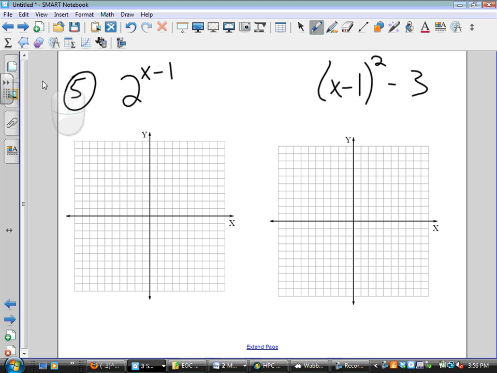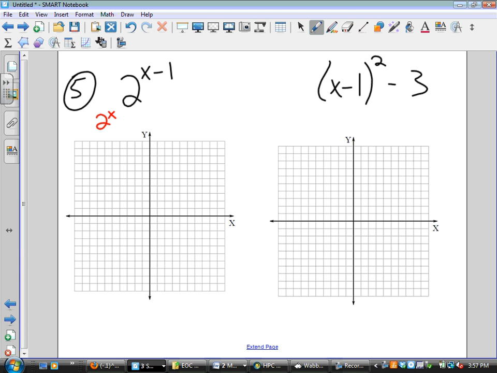So in this situation, 2 to the x minus 1, the parent function is just 2 to the x. Now because of the x minus 1, what's happening is we're taking that basic function and we're shifting it to the right 1 unit. Remember, it's a bad dog because it's in there next to x. So we're actually moving this thing to the right 1 unit.